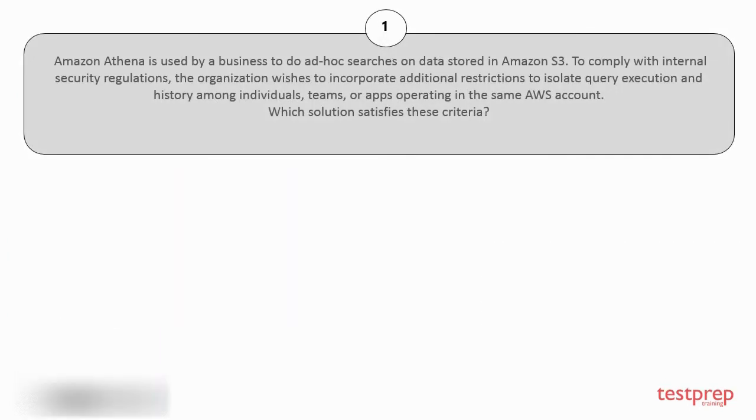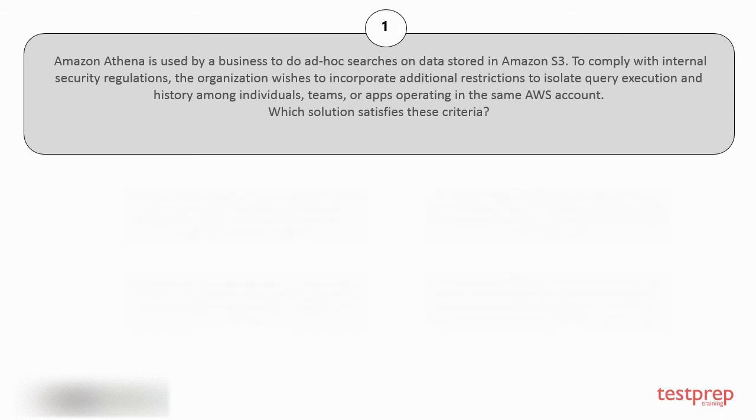Amazon Athena is used by a business to do ad hoc searches on data stored in Amazon S3. To comply with internal security regulations, the organization wishes to incorporate additional restrictions to isolate query execution and history among individuals, teams, or apps operating in the same AWS account. Which solution satisfies these criteria?